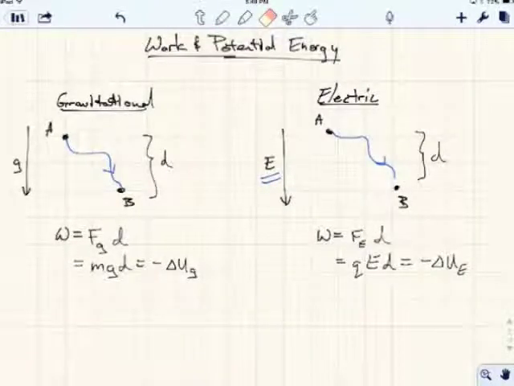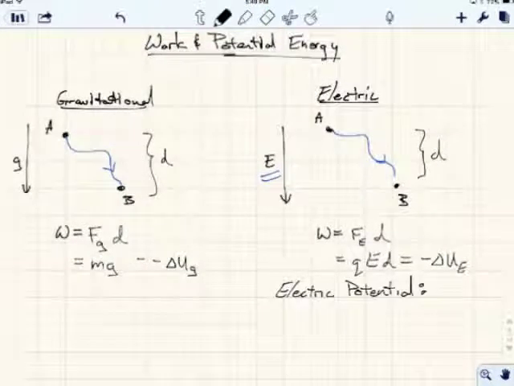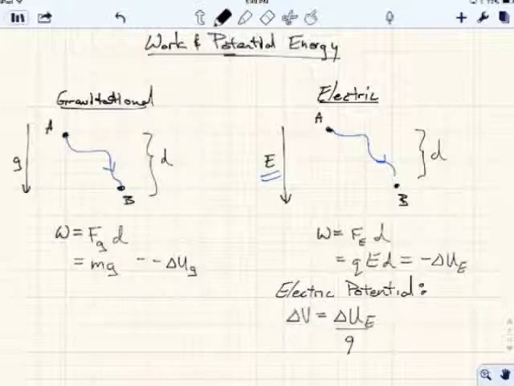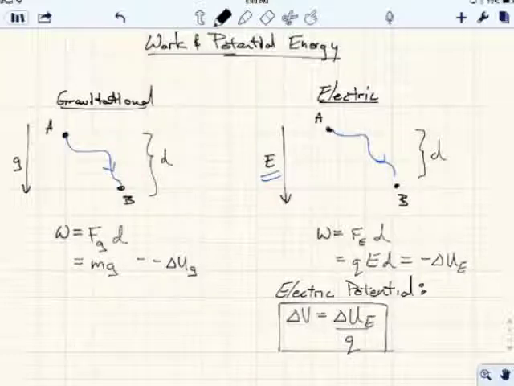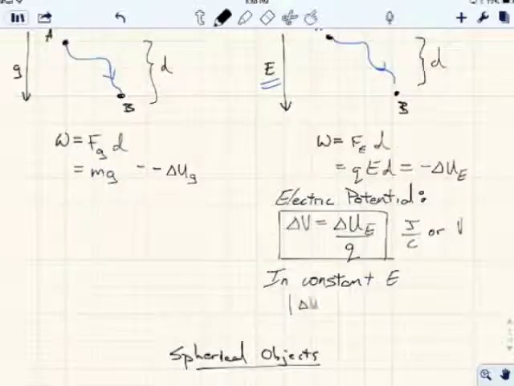We are now going to define a quantity called the electric potential. The change in electric potential, V, is equal to the change in potential energy per unit charge. The units of this electric potential are joules per coulomb, which is more commonly known as a volt, capital V. In a constant electric field, we can calculate the change in electric potential as just the electric field times the distance in which you move the object.